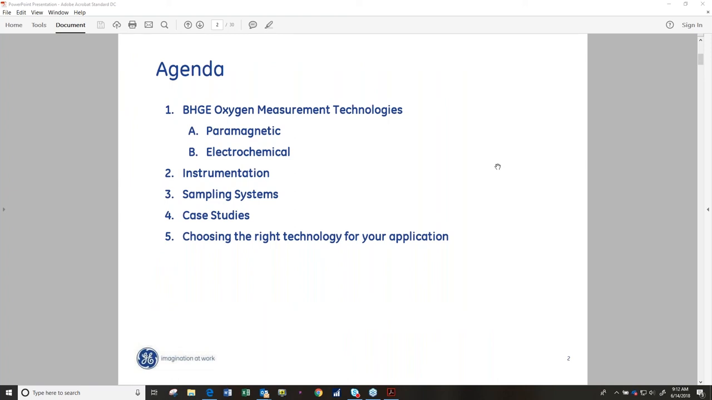Okay, so basically, just to reiterate the agenda, we're going to focus on two oxygen measurement principles, paramagnetic and electrochemical. We're going to review the instrumentation, the sampling systems required, and a few case studies, and then hopefully we can have a bit of a discussion on what parameters are needed to choose the right technology for the right application.